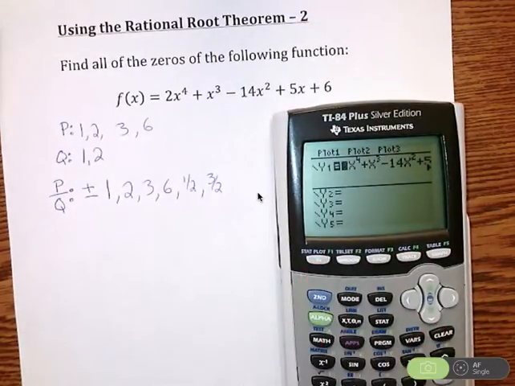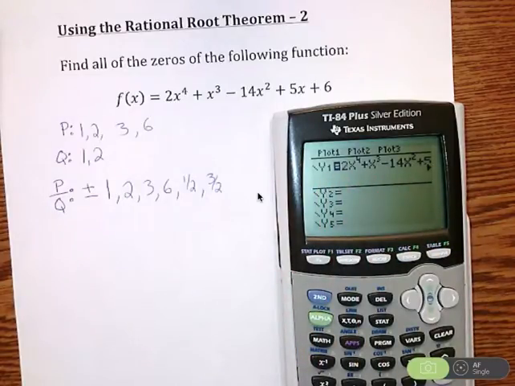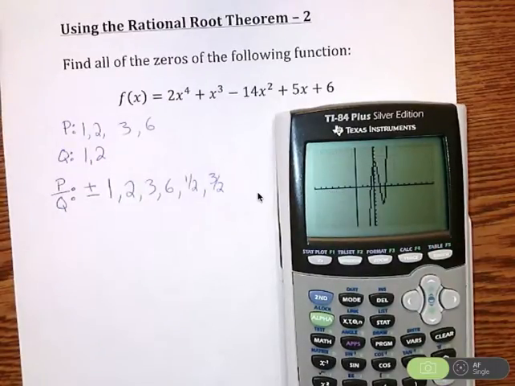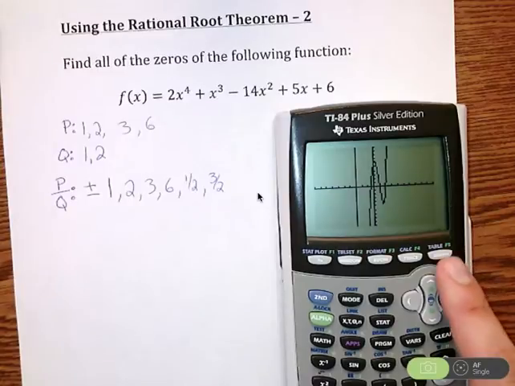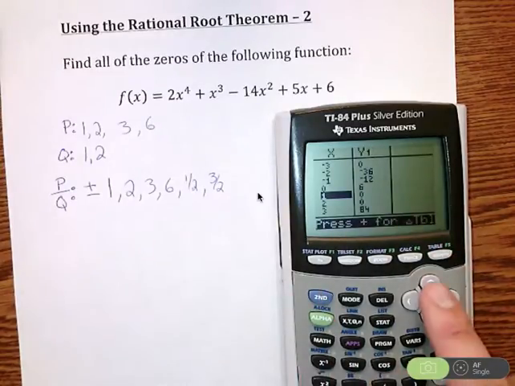So I already did it for this problem. I went to y equals, did 2x to the 4th plus x cubed minus 14x squared plus 5x plus 6. I already plugged it all in. And you can look at the graph, which is great. More importantly, what we want is the table. So I'm going to hit second graph, which takes me to my table.